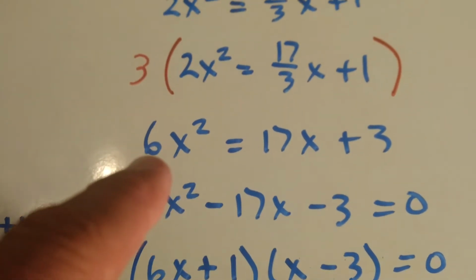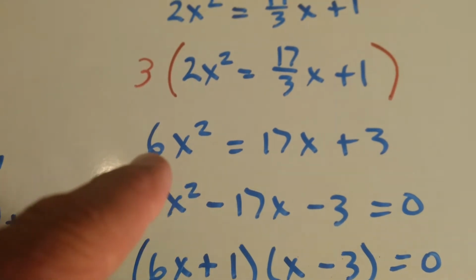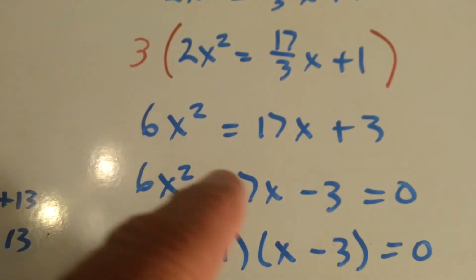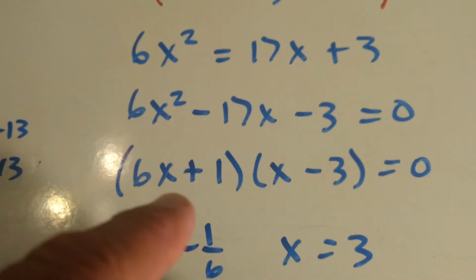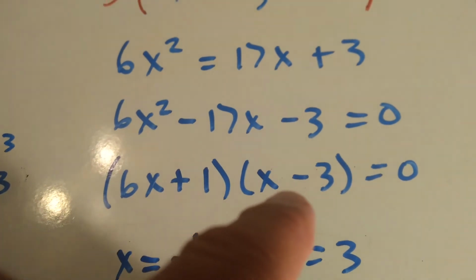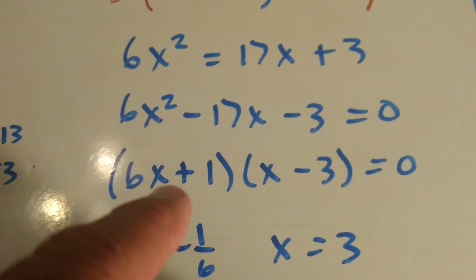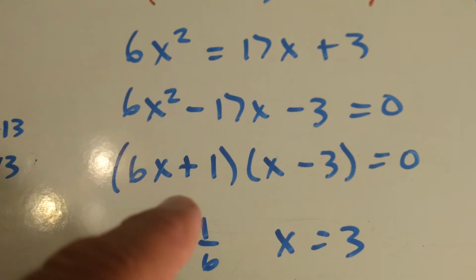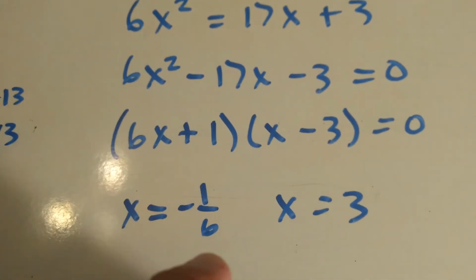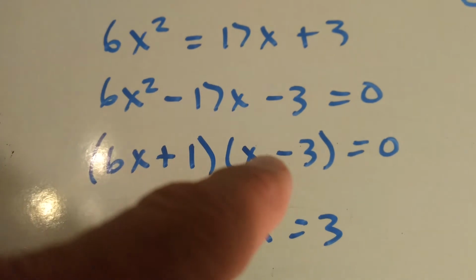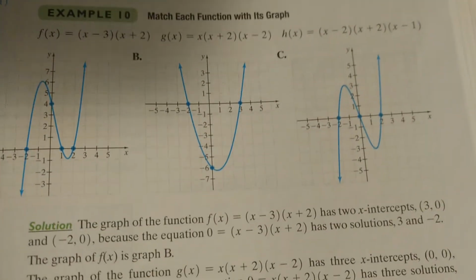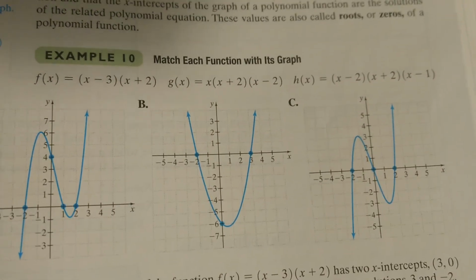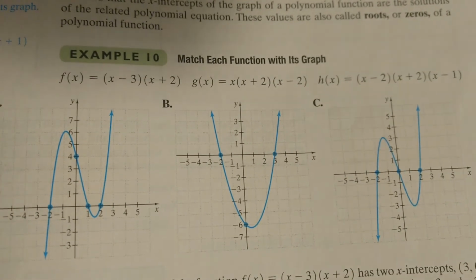Now again, I want the coefficient in front of x squared positive. So I'm going to subtract the 17x over, subtract the 3 over. I get this trinomial. Factor it, it becomes 6x plus 1 times x minus 3. Set 6x plus 1 equals 0. Subtract 1, divide by 6, we get x equals negative 1/6. Add the 3 over, we get x equals 3. Make sure that you understand this concept of the factor as a 0 and as an x-intercept.